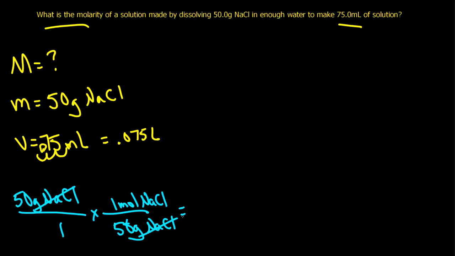Now just go to my calculator, do a little bit of math. So I got 50 times 1 divided by 58. And we get 0.86. That's going to be my moles.